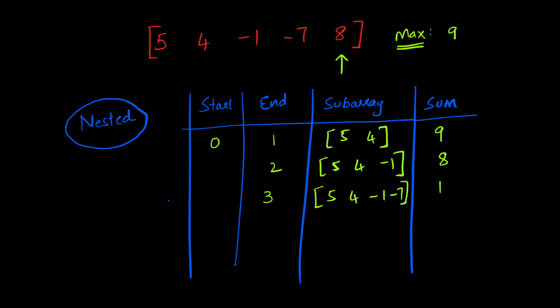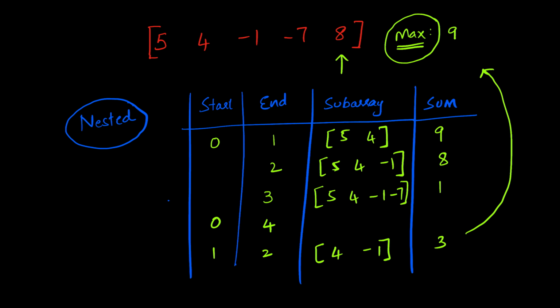Once we go through the combination of the starting index as 0 and the last index as 4, we'll then increment our start pointer to 1 and the end pointer will always be greater than 1, so 2. And we'll try the same combination. So this time it's going to be 4 and minus 1. Take the sum, which is 3, compare it to the maximum, and then if it is greater, we'll save it. We'll continue to build all possible combinations of the subarray to calculate the maximum.